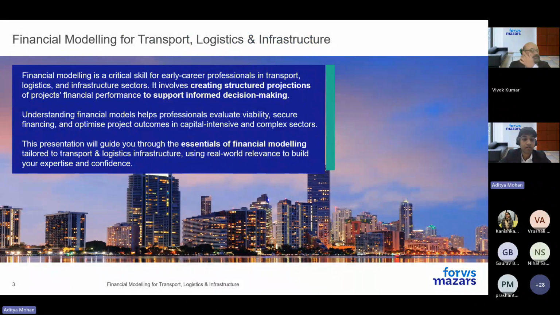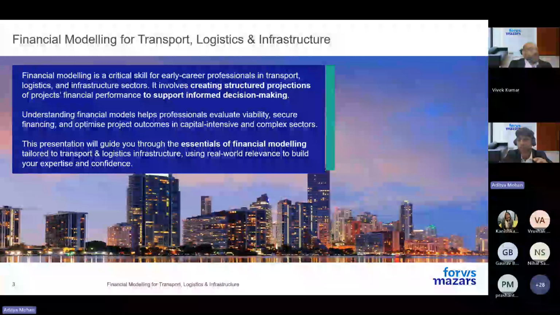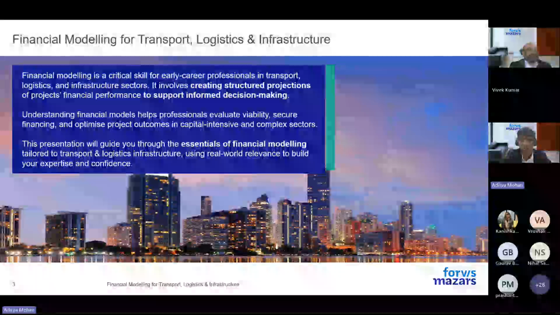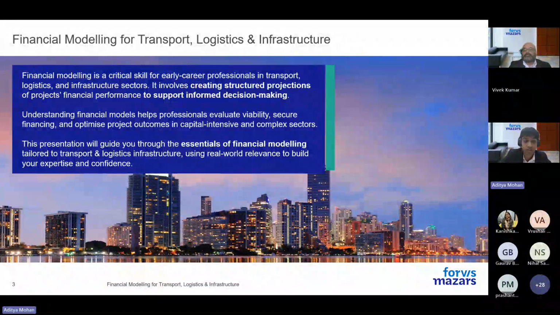So, let's start with a simple definition. What is financial modeling? In the simplest of terms, it is a process of building a tool, usually in Excel, that projects the future financial performance of a project or business. Now you might ask, why is this important in transport, logistics, and infrastructure?